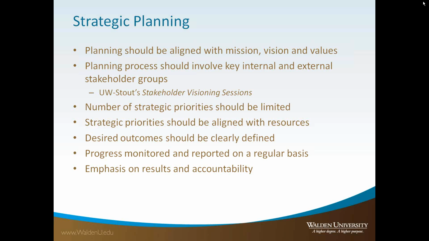The desired outcome should be clearly defined. If we say that international education is going to be a university priority, what does that mean? Do we want more students to study abroad? Do we want more international students coming to campus? Do we want our curriculum to reflect more international content? It's important that progress is monitored and reported on a regular basis. We've all seen grand plans that just sit on shelves. At UW Stout, we monitored progress every 6 months, and people were accountable for doing the work that had been assigned to them in the plan. Next slide.